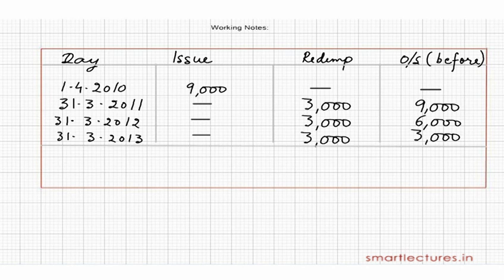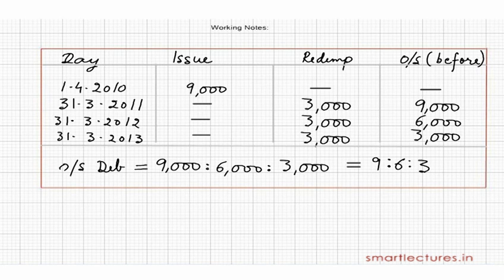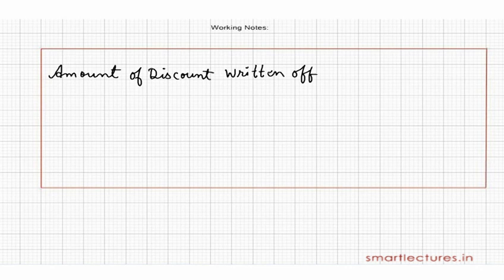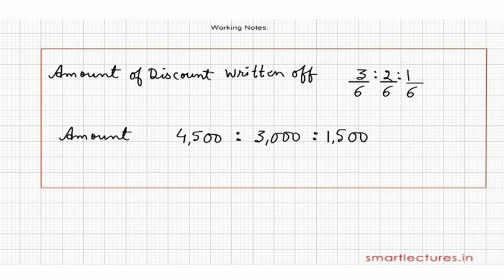So we have to spread the writing off over 3 years in the ratio of outstanding debentures. And the ratio of outstanding debentures is 9,000 is to 6,000 is to 3,000, meaning 9 is to 6 is to 3, meaning 3:2:1. So in the first year, the amount of discount to be written off will be 3 upon 6. In the next year, it will be 2 upon 6. And in the next year, it will be 1 upon 6. And the amounts will be 4,500, 3,000 and 1,500, because we have to write off 9,000 rupees over 3 years.